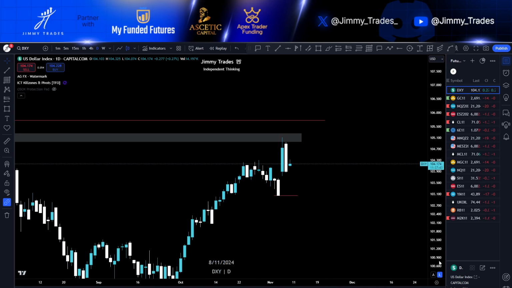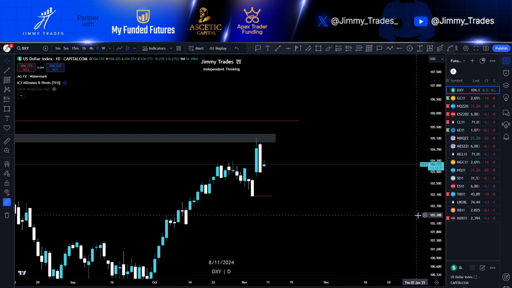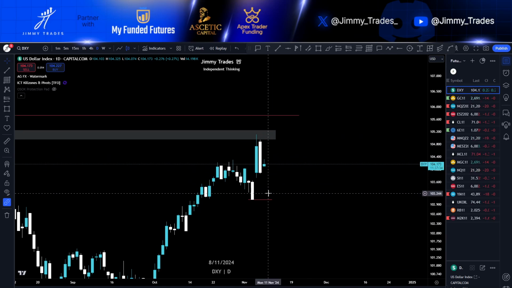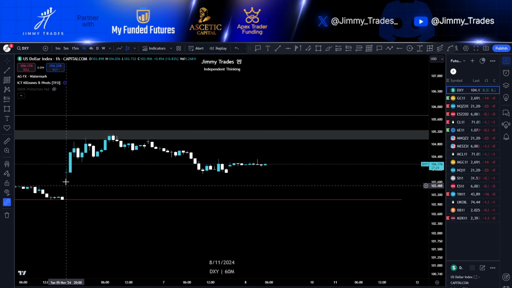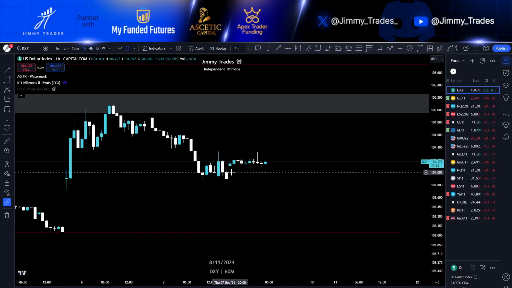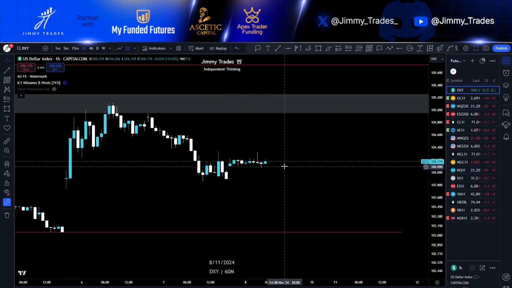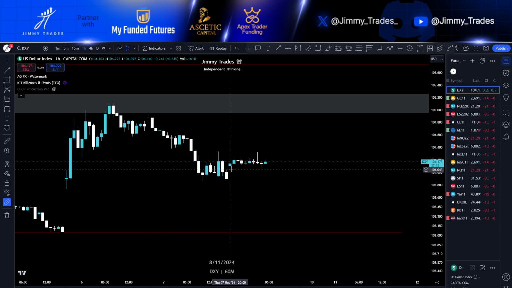Moving out to the daily on Dixie, and we had that bearish bias which we had correct yesterday, and I'm going to stick with that bias. We had this opening gap that still hasn't been filled from Tuesday. We also have a gap today that still needs to be filled as well.